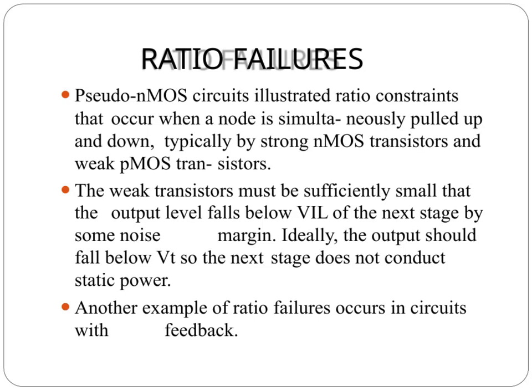Here we're looking at ratio failures, which commonly happen in pseudo-NMOS circuits. These failures arise due to ratio constraints, basically situations where a node is being pulled up and down at the same time. This usually involves strong NMOS transistors pulling down, while weak PMOS transistors try to pull up. The key is that these weak PMOS transistors need to be small enough so the output voltage drops below the VL threshold of the following stage, ensuring proper logic interpretation and some noise margin. Ideally, we want the output to fall below the transistor threshold voltage, VT, so the next stage doesn't end up using static power unnecessarily.